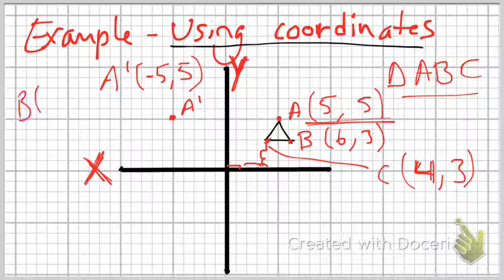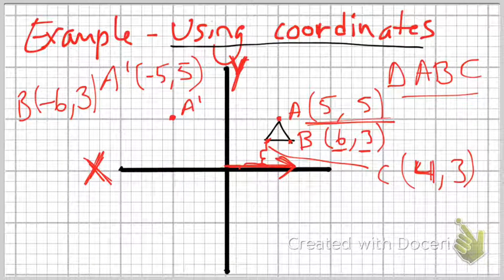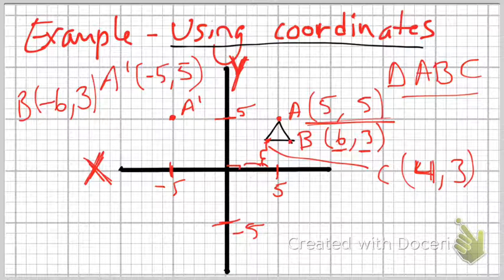We can do the exact same for B and C. B prime, if it's at positive 6 and positive 3, it would actually be negative 6 and 3. Now remember, we see that because when we're counting positive on the x-axis, we go to the right, and negative, we go to the left. So this is positive 5, this is negative 5, and then all the way to 10. So B prime is now negative 6 and 3. So we can count across 6, and 3 up. So that's where our point will be.